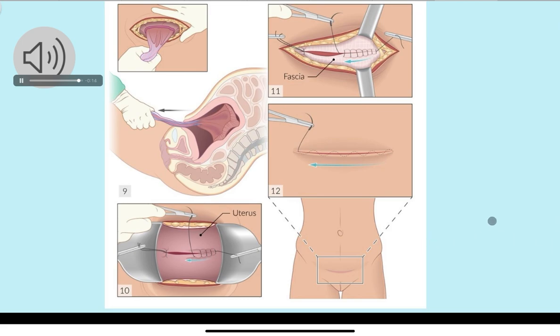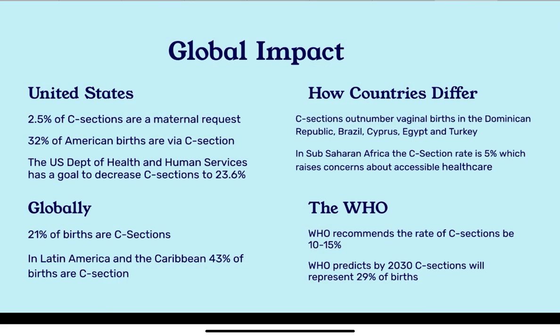Okay, so we went over that. Now, these are just some fun facts about the global impact of C-sections. So in the United States, 2.5% of C-sections are a maternal request. So by maternal request, it means not medically necessary. 32% of American births are done via C-section. Fun fact for Florida, because I'm in Florida, Florida is 30%. So we want to try to get that down.